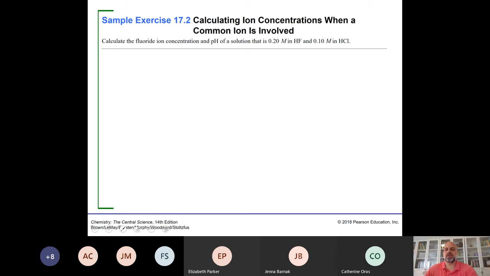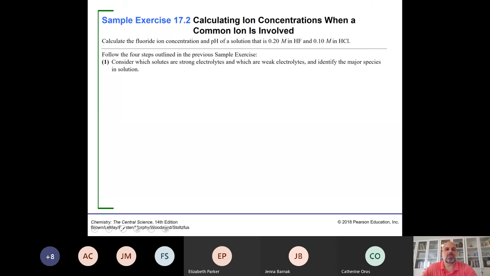All right, so now think about what this reaction is. We're going to have two different reactions going on in solution. So we're going to follow the same 4 steps outlined in the previous example. You consider which solutes are strong electrolytes and which ones are weak electrolytes, and then identify the major species in solution. So we'll do that in a second.